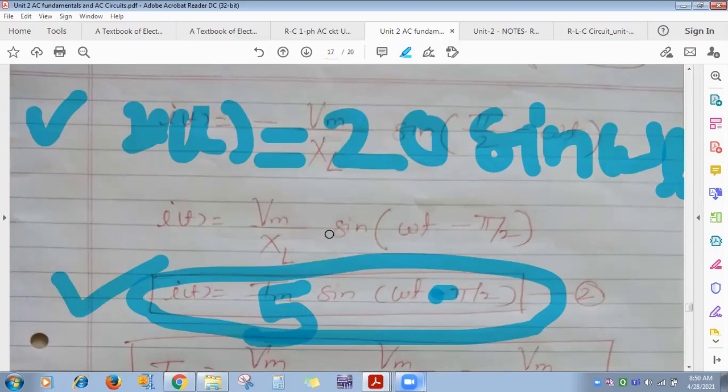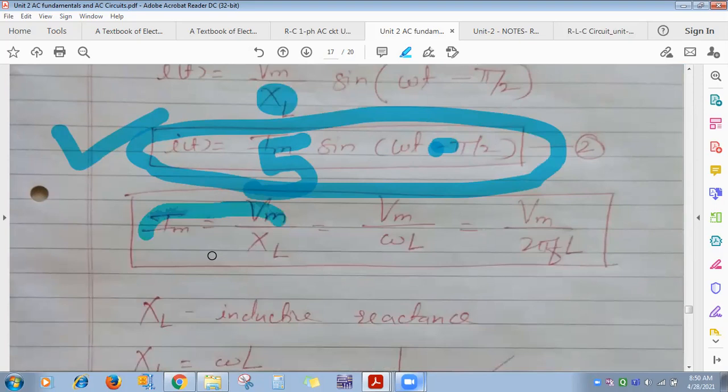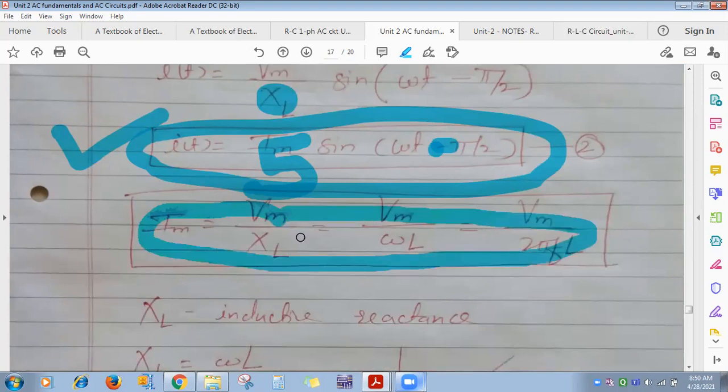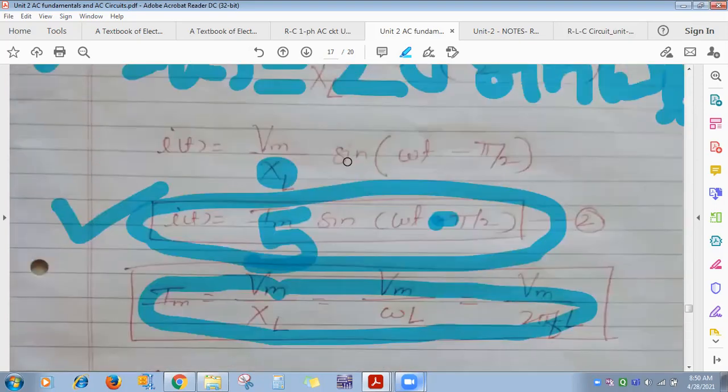But what is Z here? They will ask you, Z is nothing but what? XL, isn't it? Because it is purely inductive. Look at this formula if you remember: V by I is XL. So in this circuit you will be asked to find out the value of reactance. Sorry, not leakage reactance, inductive reactance. Leakage reactance is a concept for transformers. XL here is inductive reactance.